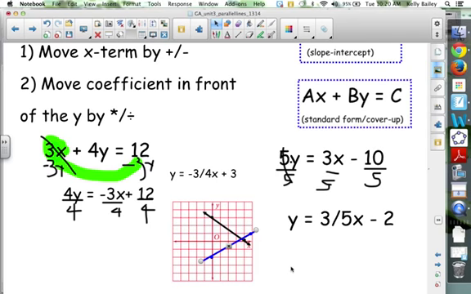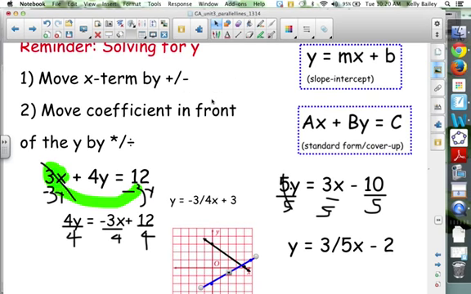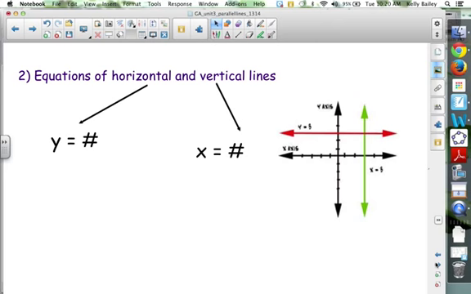For sake of time in your video, I'm not going to worry too much about getting an equation into standard form, but if you'd like to see that, just ask. One last thing, and it's review from Algebra 1. Equations of horizontal and vertical lines.